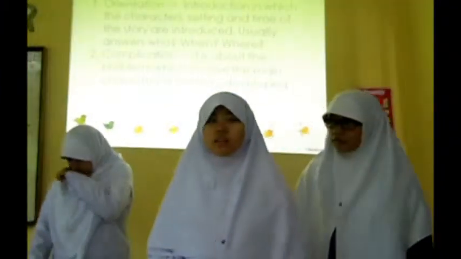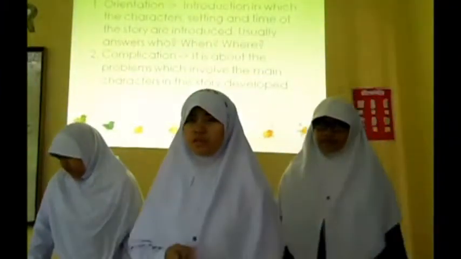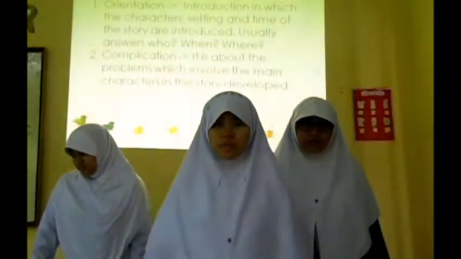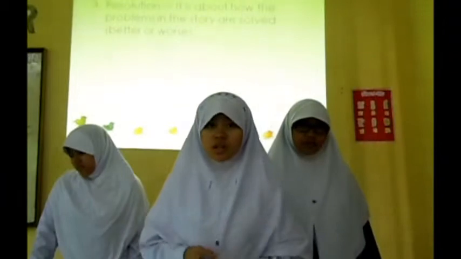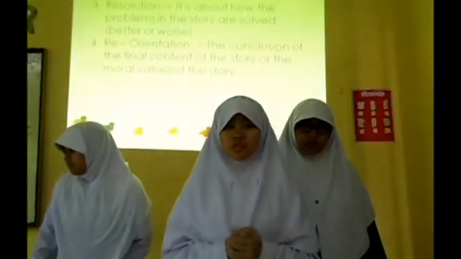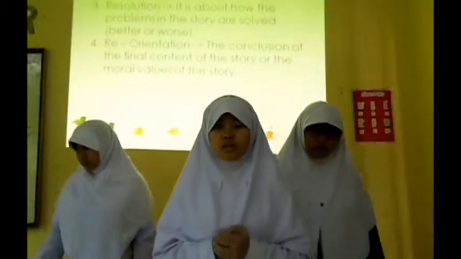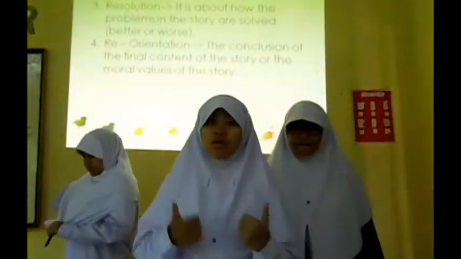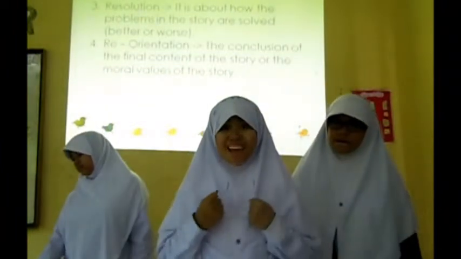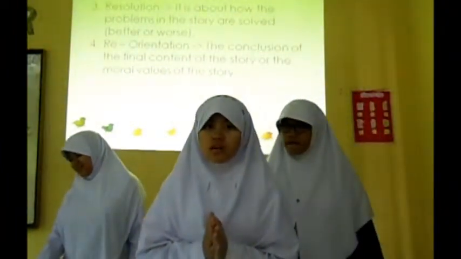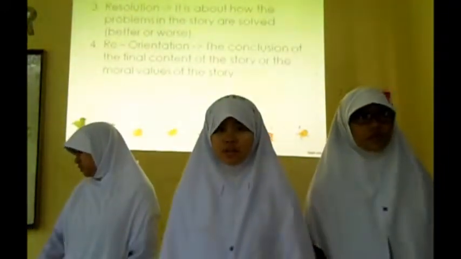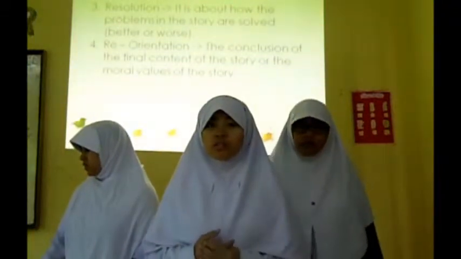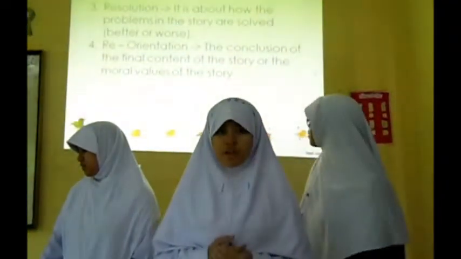And then the second structure is complication. Complication is about the problems which involve the main characters in the story as they develop. People usually call this part the climax. And then the next structure is resolution. Resolution is about how the problems are solved, which is better or worse. It could be a happy ending or a sad ending. And the last structure is the reorientation. Reorientation is the conclusion or the final content of the story, or we can call this the moral values.